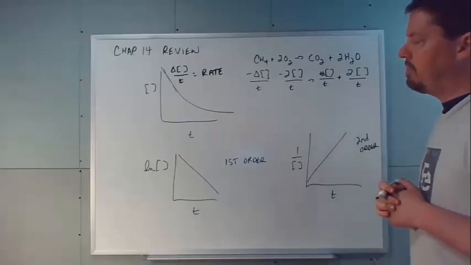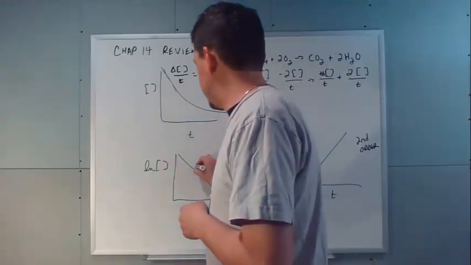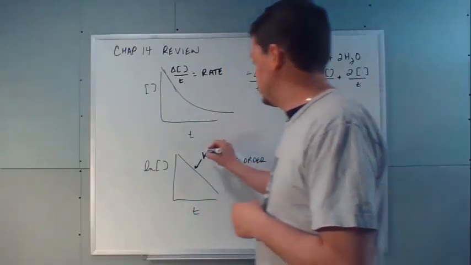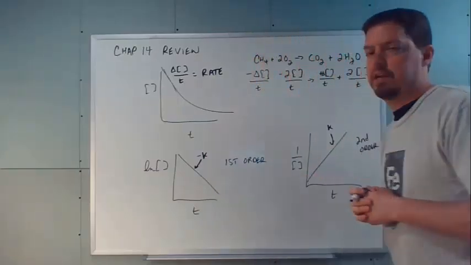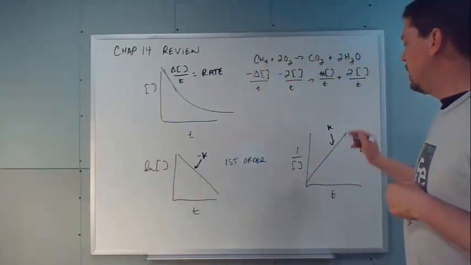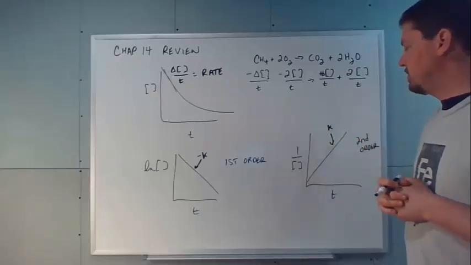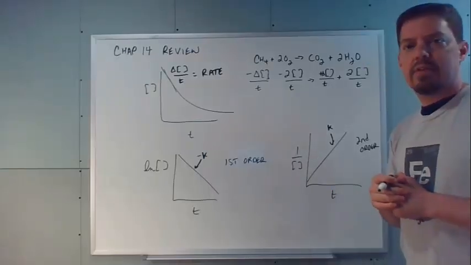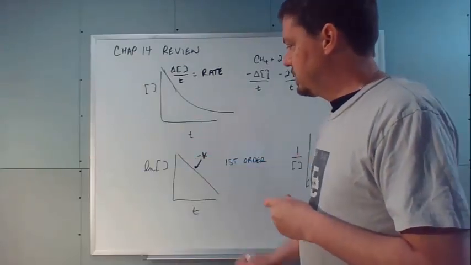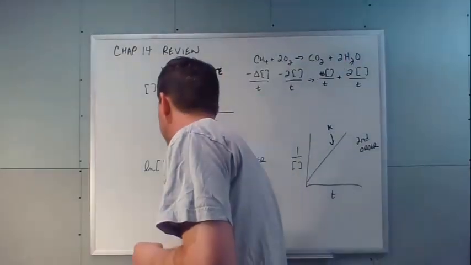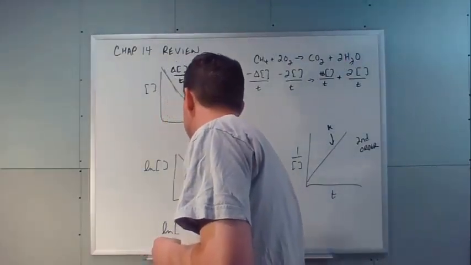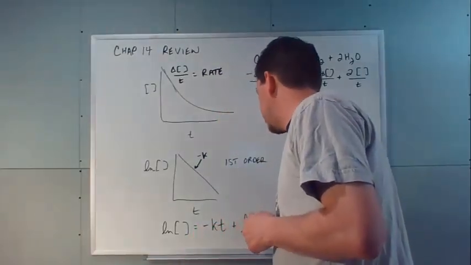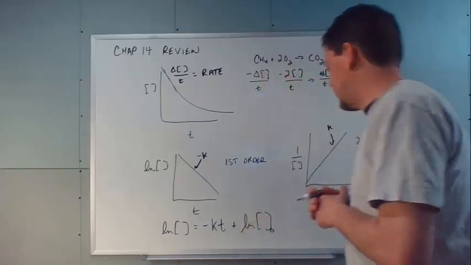And remember, the way to graphically find the rate constant is that the rate constant is equal to the slope. Right? So this one, the slope's negative, so the rate constant is going to be minus that value. And this one, the slope is actually positive, so it's just going to be that value. But that gives you a way to get the rate constant. So we know that our equation for this is going to be in the y equals mx plus b form. The natural log of the concentration is equal to minus kt plus the natural log of the initial concentration.